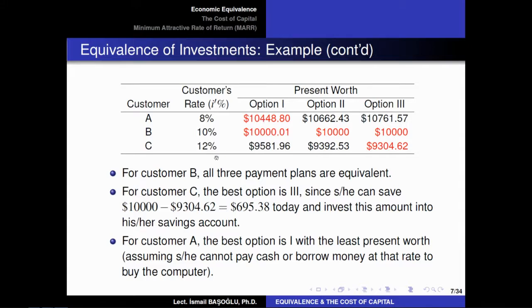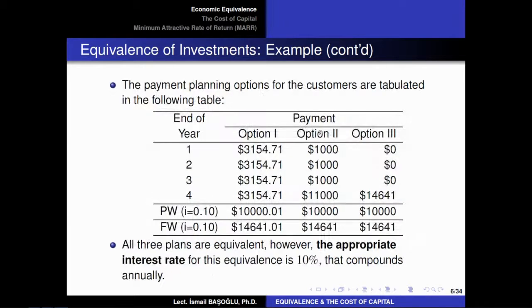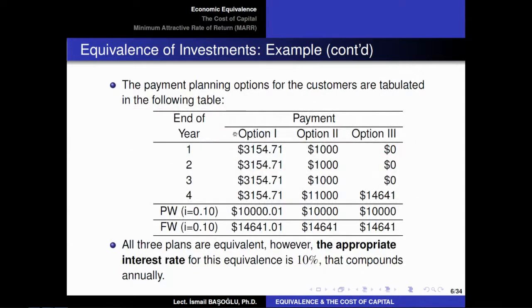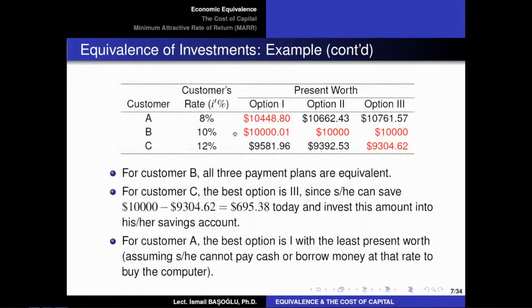However, under a 12% interest rate, the smallest present value is obtained by option 3. Now you see, the company offers these 3 options to customers, but different customers may choose different options. So how come they will choose different options? Because this 10% interest rate is applied by the company, but from the customer's perspective, the customer may assume a different interest rate to calculate or evaluate these 3 options.